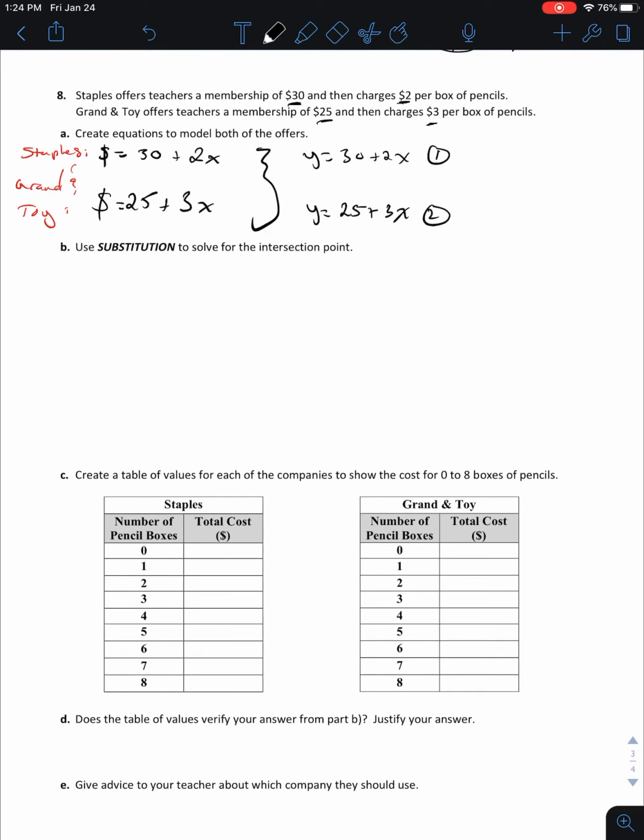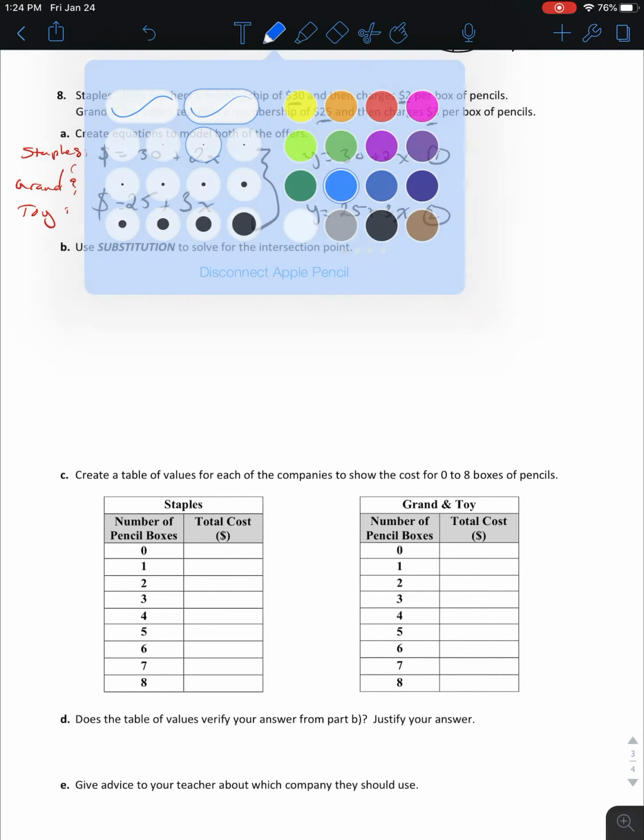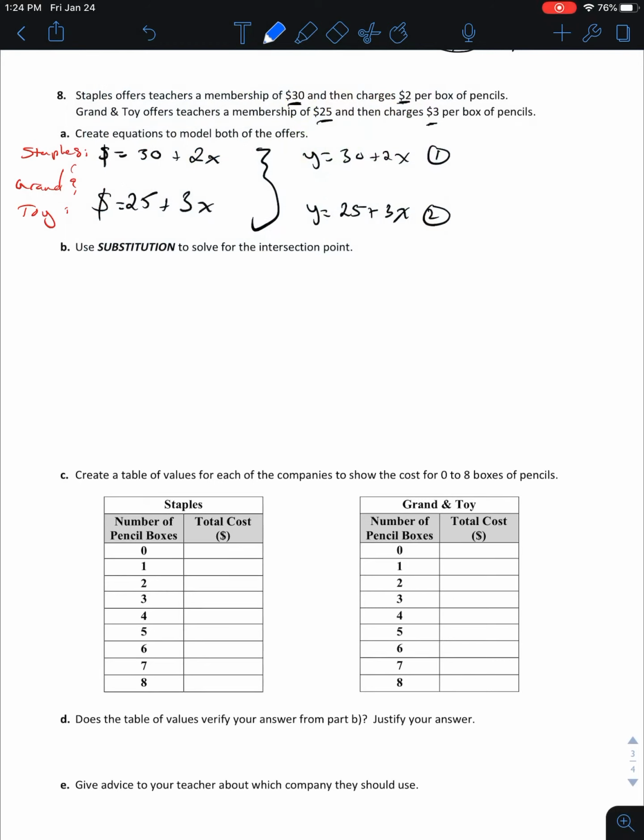Basically, you can see how it doesn't really matter what the y is, or what's on the left-hand side of these 2 equations. Let's just say, for arbitrary sake, this is a blue box. The blue box is equal to 30 plus 2x. And then I also see down here another blue box, but it's equal to something different. But a blue box is a blue box. It can't change.